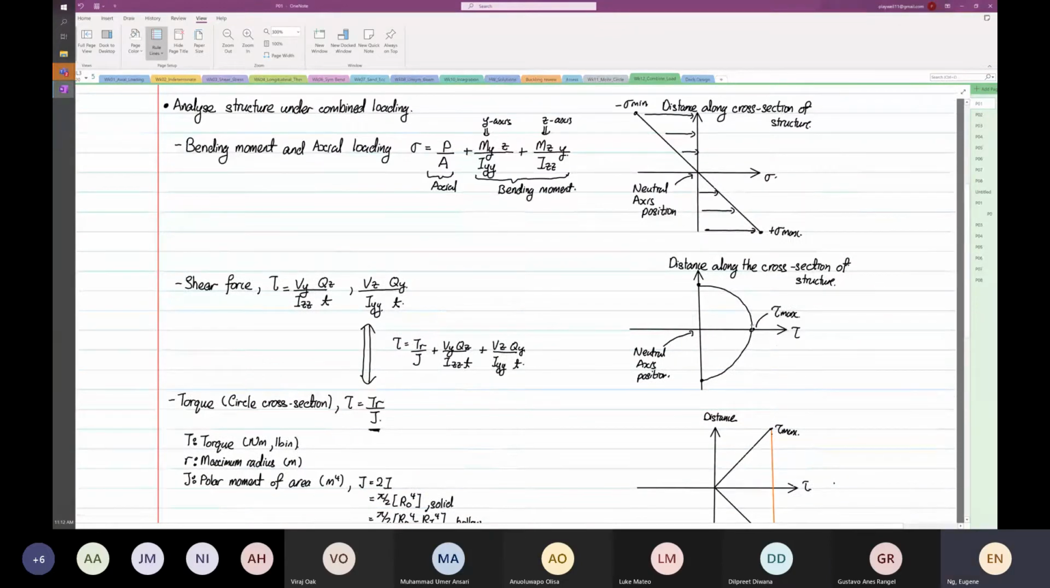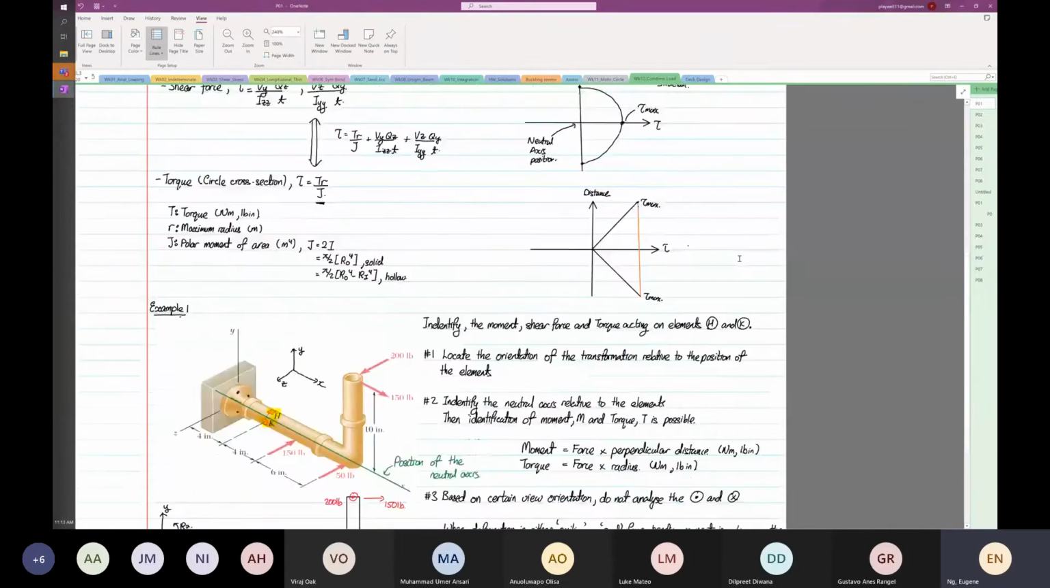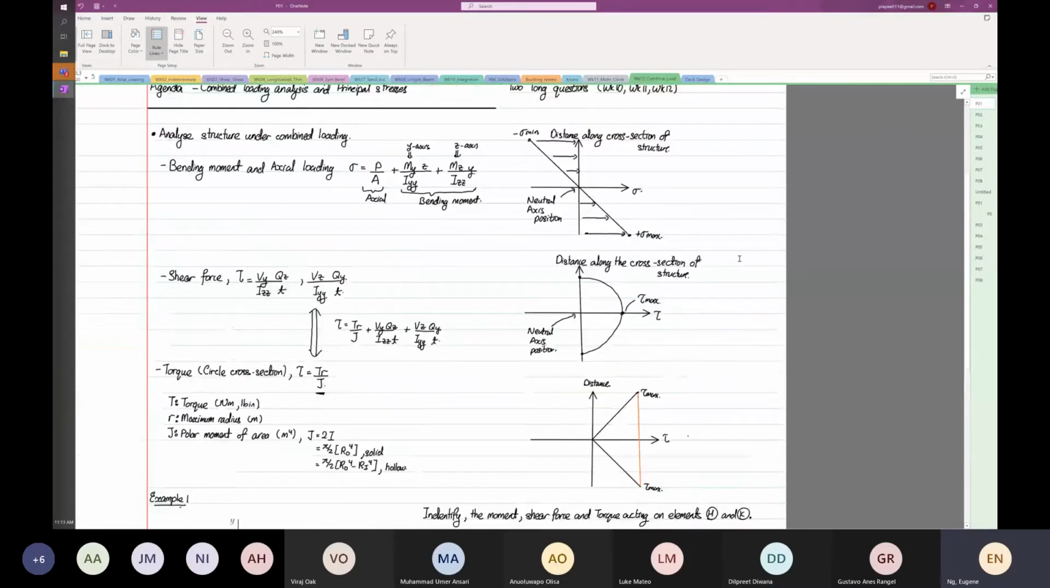Neutral axis, shear is maximum. Oh, okay. Bending moment, neutral. When you see this graph, this chapter, the most important thing is these graphs, these formulas, and example number 1. You have to grasp this concept: what force induces what stress, what moment, and how they distribute.